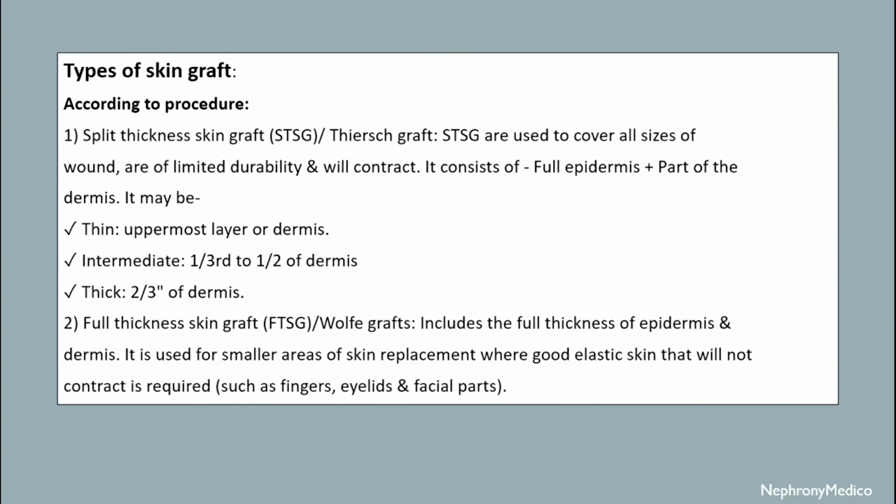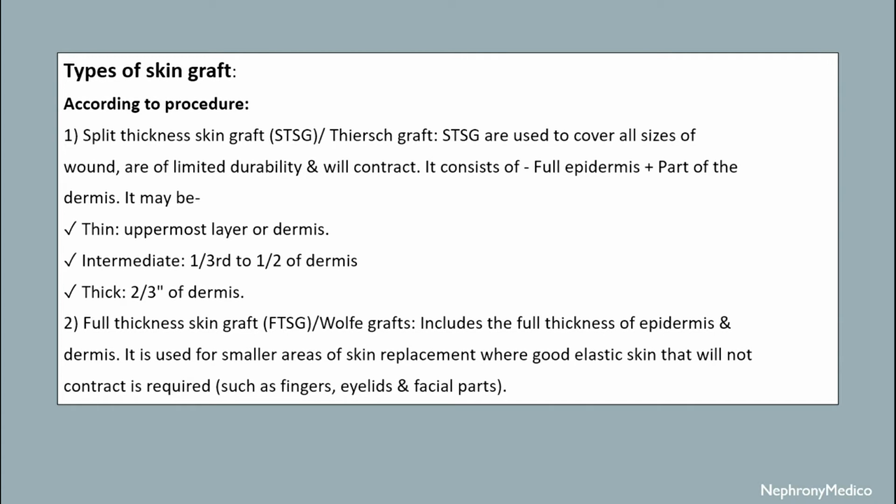Types of skin graft, according to procedure: there is the split thickness skin graft or Thiersch graft, and the full thickness skin graft or Wolfe graft. The split thickness skin graft is used to cover all sizes of wound, is of limited durability and will contract. It consists of full epidermis and part of the dermis. It may be thin, intermediate or thick.